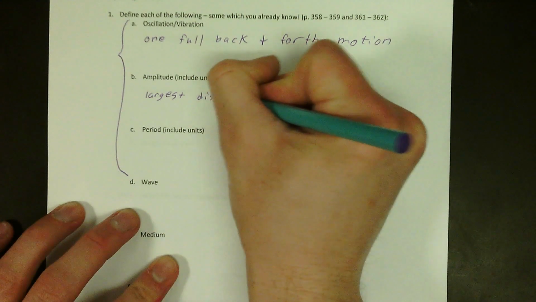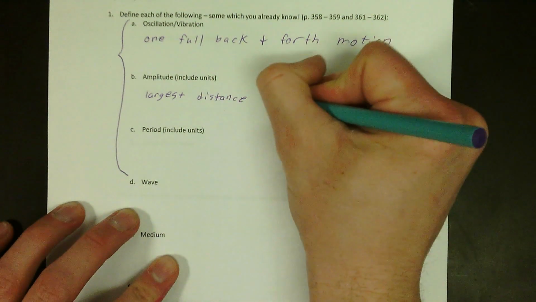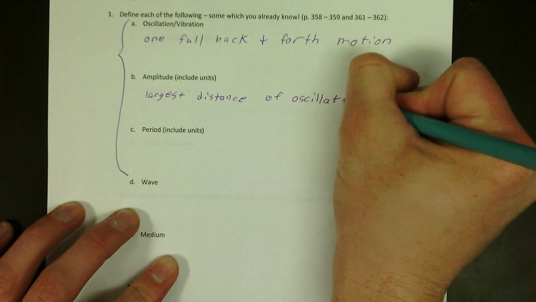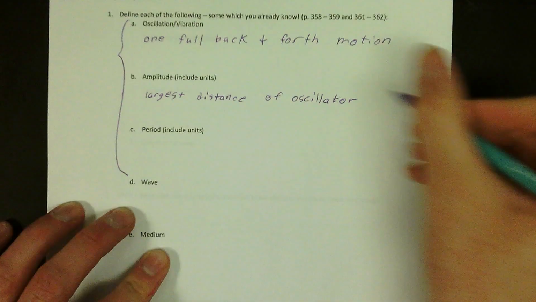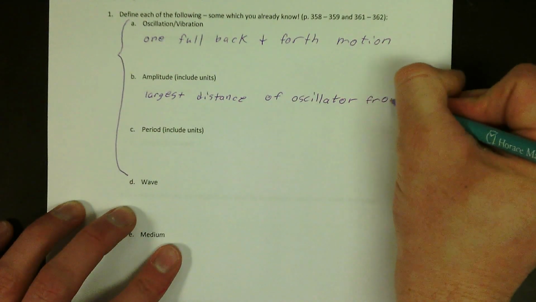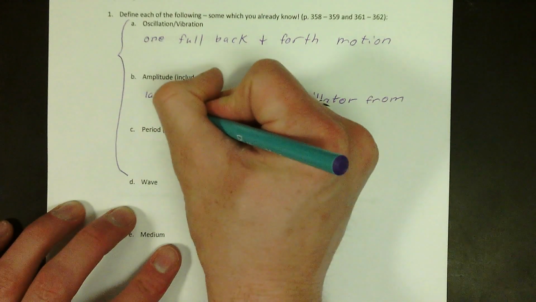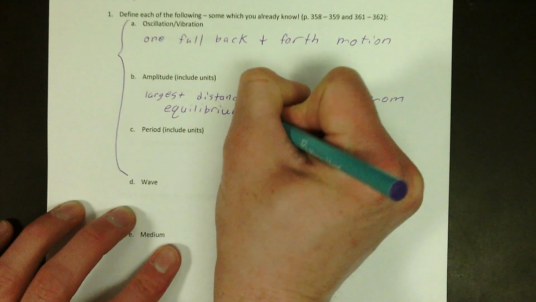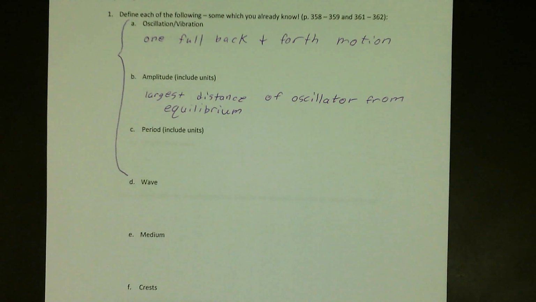So largest distance of the oscillator. So whatever's vibrating, whatever's oscillating. So the largest distance from equilibrium. Okay, so the furthest you can get from equilibrium, that's what your amplitude is. Whatever you pull it back, the furthest you pull it back, the furthest it goes, that's what amplitude is.